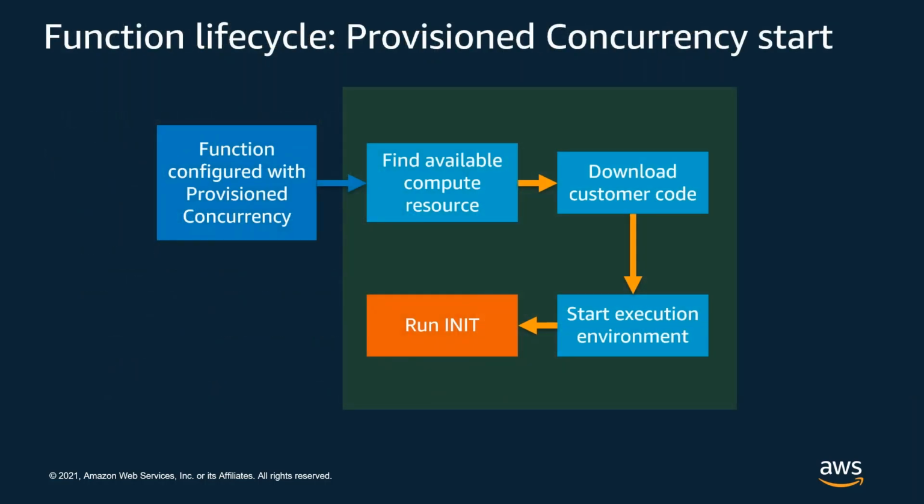So going back to our function lifecycle flow, this is what happens when those execution environments are pre-created. First, the function is configured to use provisioned concurrency. Next, Lambda finds the available compute resources for the capacity requested. It then downloads the customer code into all of these execution environments and starts and prepares the environments. And most importantly, it runs the init code.